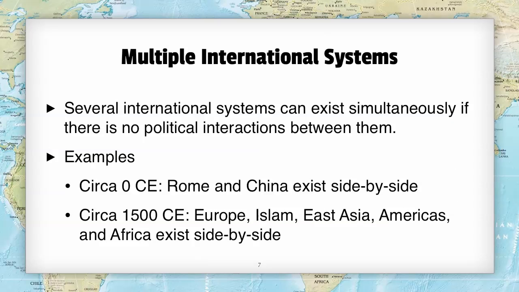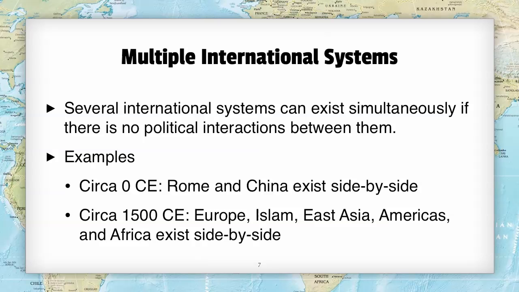One of the key things that distinguishes the classical, the medieval, the ancient time periods from the modern system is that they were distinguished by having multiple international systems. That can be really hard for students to grasp, this idea that you might have multiple international systems all going on at the same time, right? Because there's only one planet.